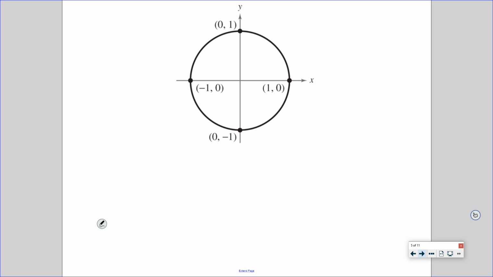Okay, this is our unit circle, right? Center at the origin, radius of 1, the equation, write it down.